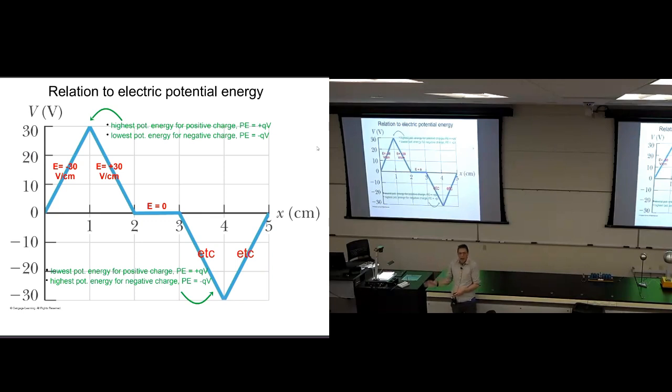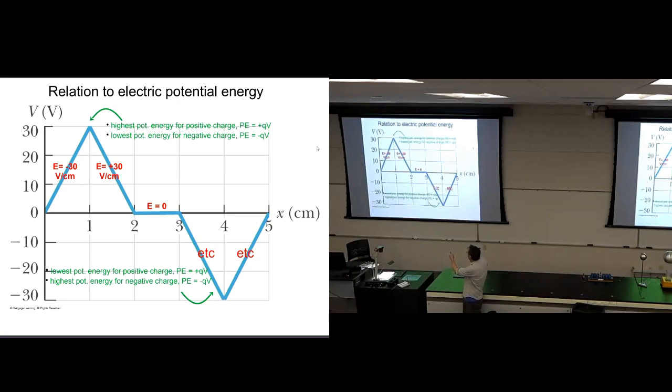For a negative charge, everything's reversed. Absolutely everything is reversed. So for a negative charge, this is the high. If you're a negative charge, like an electron, located here at 4 centimeters, that's your greatest amount of electrical energy. Because your negative charge times this negative voltage, minus 30 volts, becomes a positive number. And so this is a large positive electrical energy for a negative charge. So this would be like the top of the mountain, whereas it's the bottom of the valley for the positive charge.